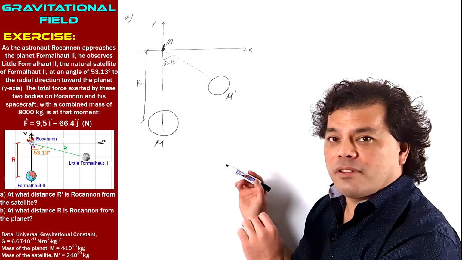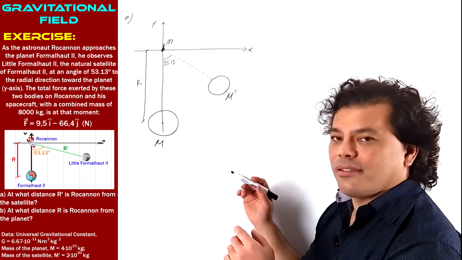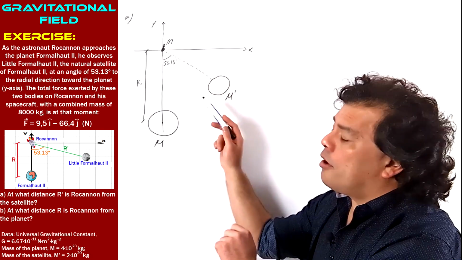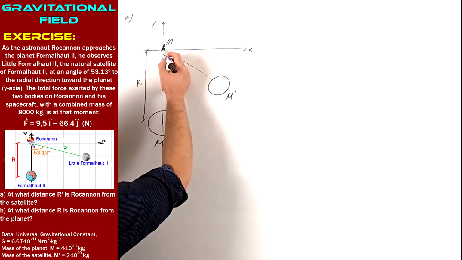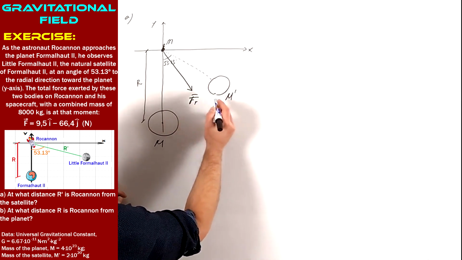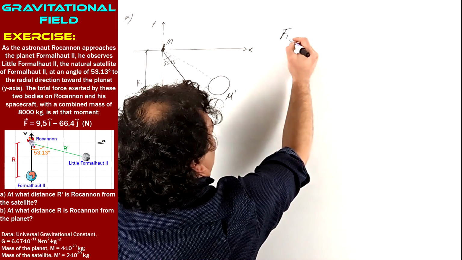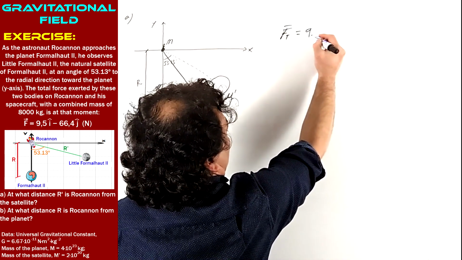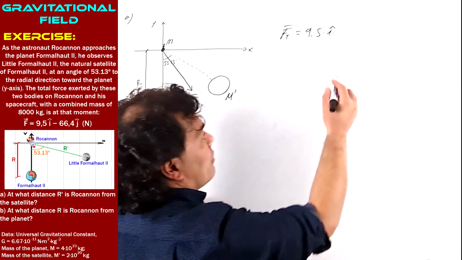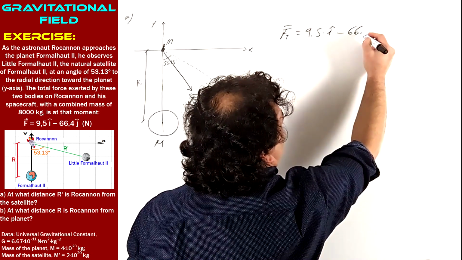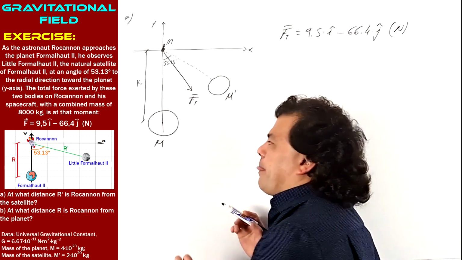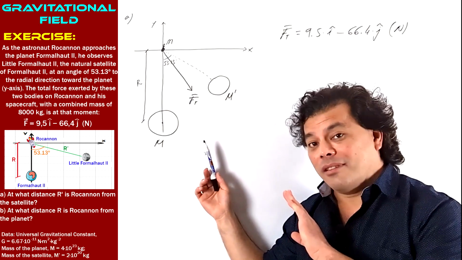So now it's time to consider that they are also giving us the total force these two bodies are exerting on our astronaut. Let's say that this is the total force, and they are telling us that this total force is 9.5 in the horizontal direction and negative 66.4 in the vertical direction, of course, in newtons. So, do you know how to proceed?